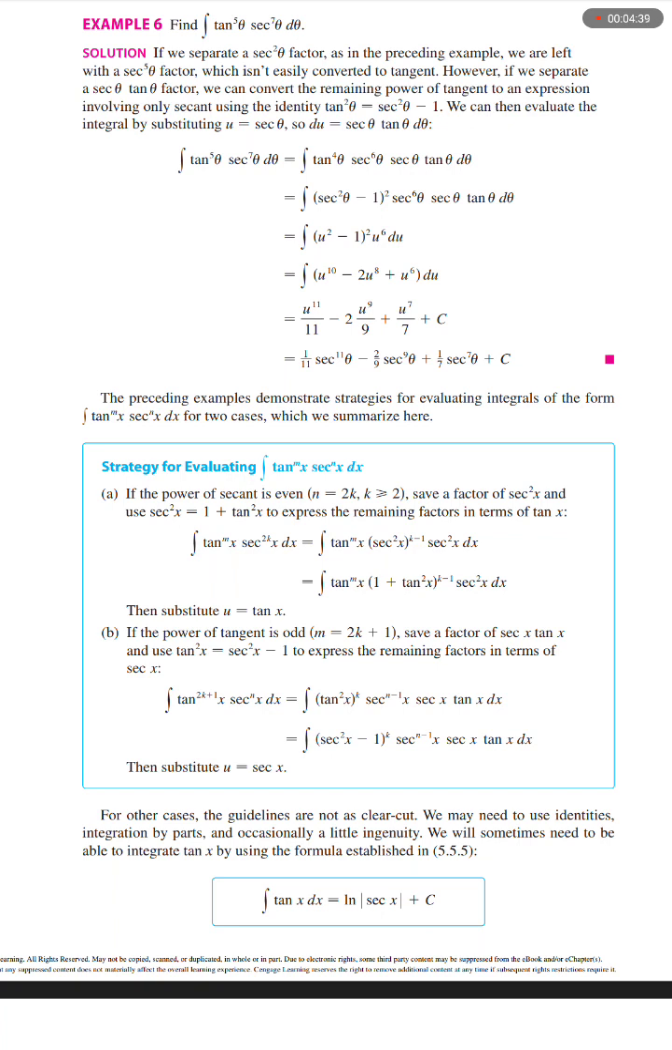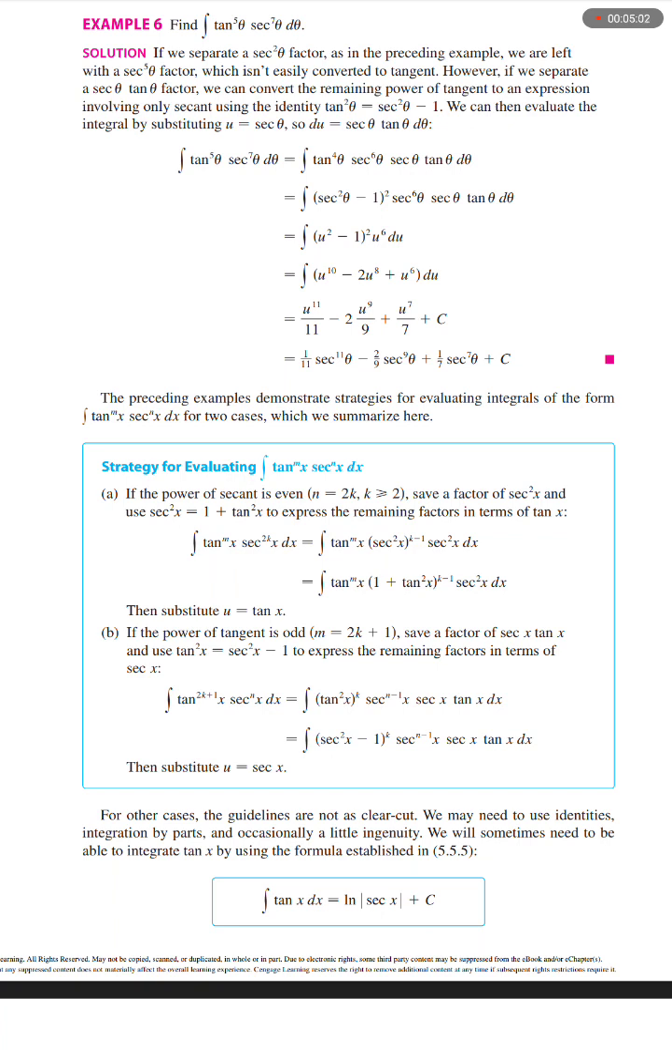Part B. If the power of tangent is odd, (m equals 2k plus 1), save a factor of secant x tangent x and use tangent squared x equals secant squared x minus 1 to express the remaining factors in terms of secant x.